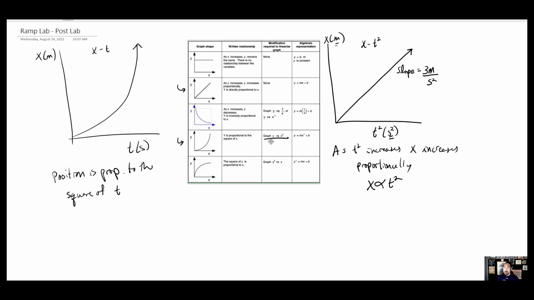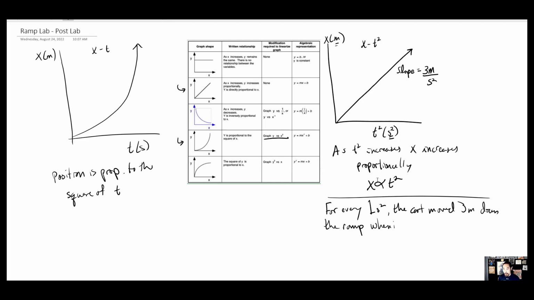Now, it's important for us to really verbalize what's happening at this moment and try to connect it with the lab itself. The reason why I want to do this is to showcase exactly what's going on with this situation. If you remember from the buggy lab, in order to verbalize the slope, we always went with the denominator unit first. We would say, for every 1 second squared, the cart moved 3 meters down the ramp when it was at an angle.